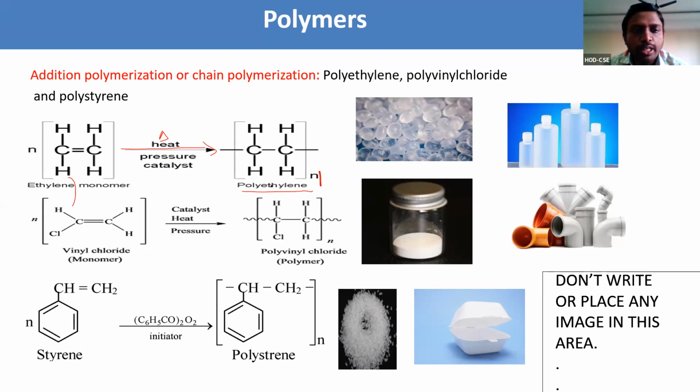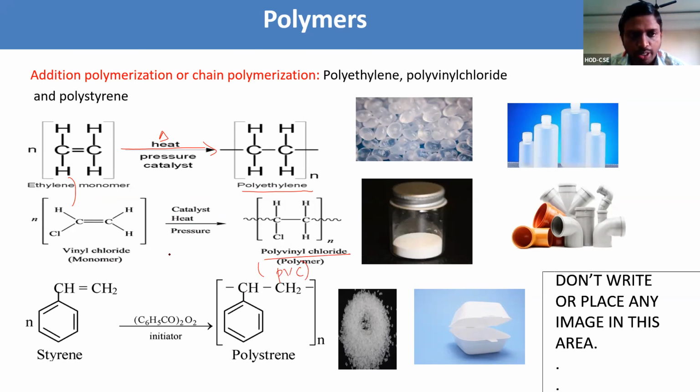The monomer is ethylene, and polyethylene is the polymer. Next, vinyl chloride is a monomer. In the presence of a catalyst, with heat under pressure, it produces PVC, polyvinyl chloride. This is commonly called PVC, the polymer polyvinyl chloride. This is the vinyl chloride.